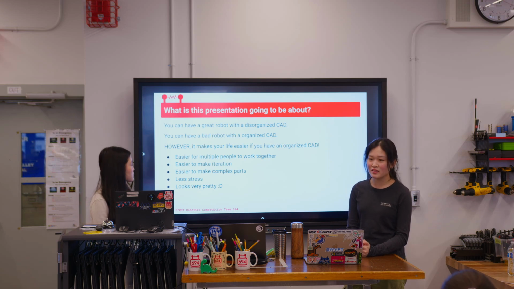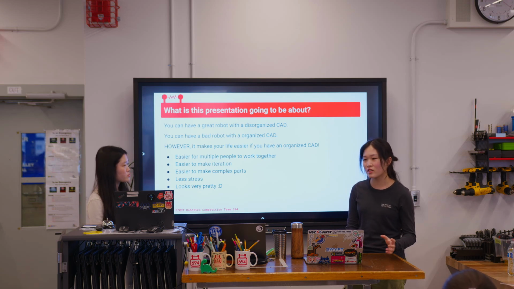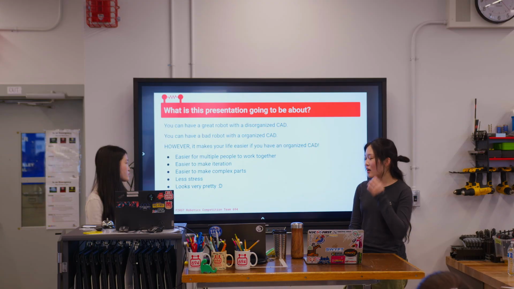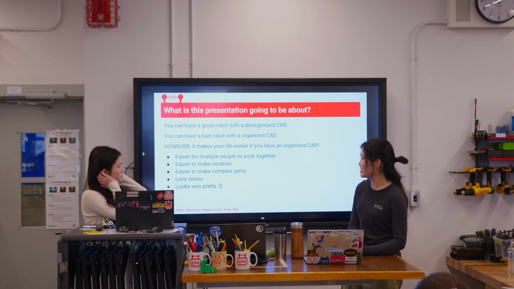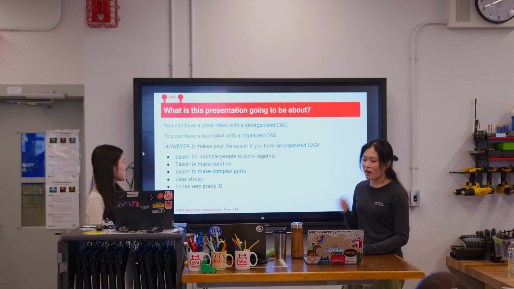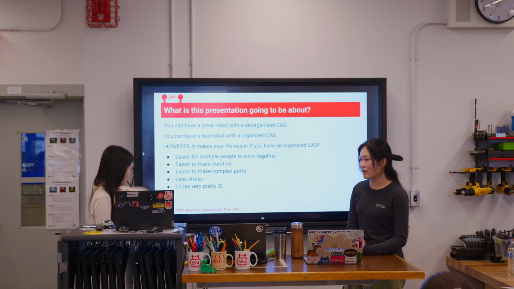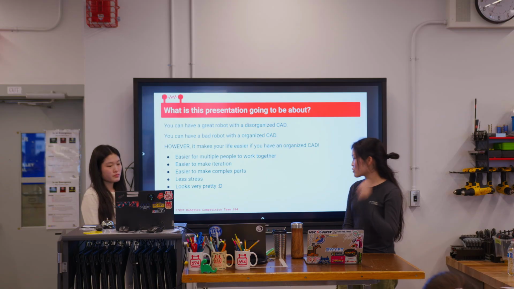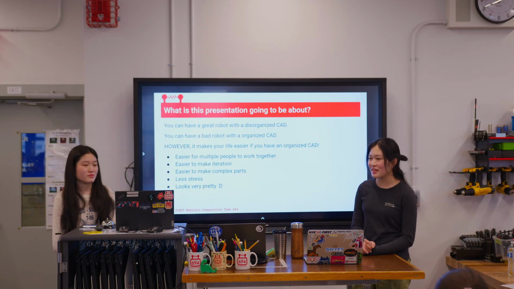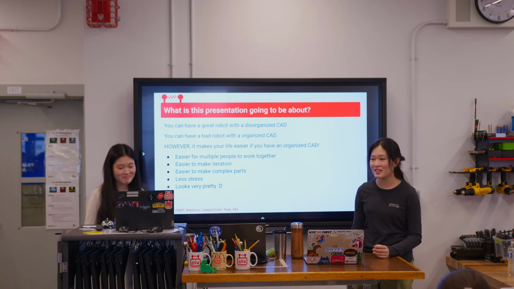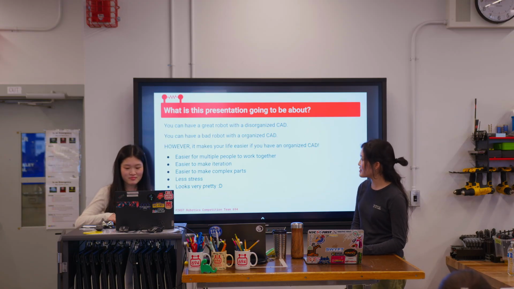Let's say you want to make a quick change, even a small dimension change. It's nice to have a CAD that's very organized because you just change one number and a lot of things will adjust with it. It's also nice for making complex parts, stuff that requires complex shapes, which we'll get into in the examples. And it's also less stressful because it's beautiful to look at when you see your complete CAD and it's very organized.